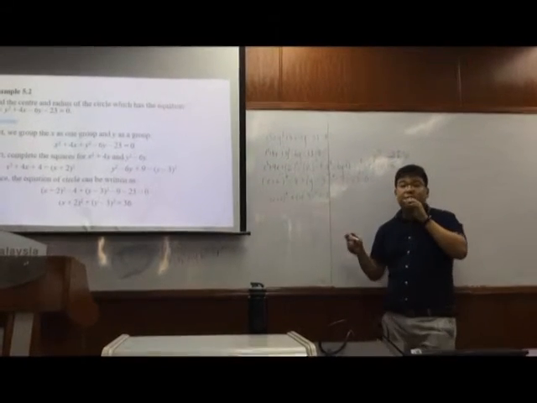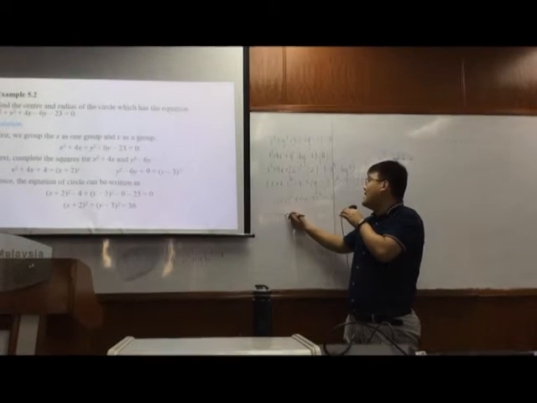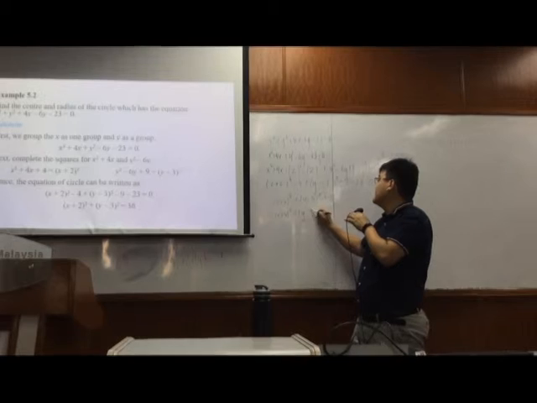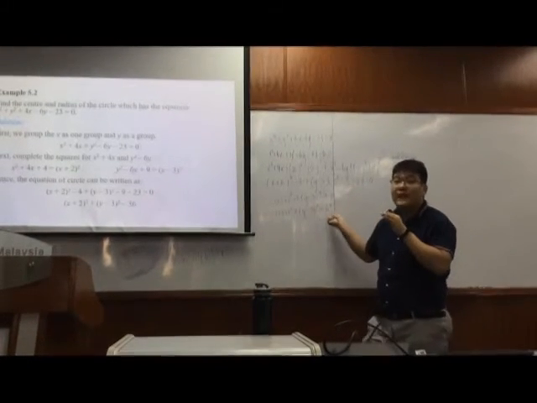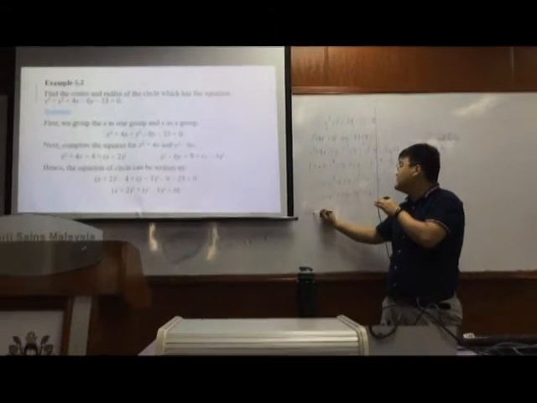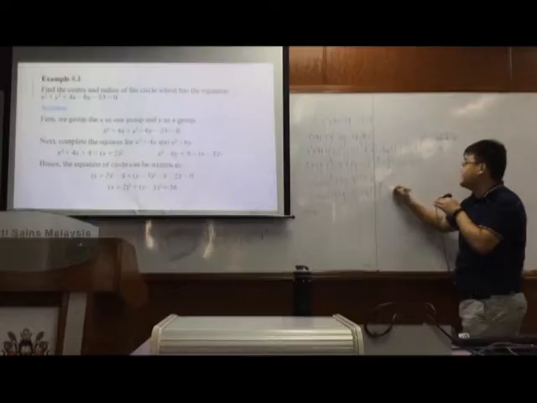So what squared equals 36? 6. So we have r squared equals 6 squared. From this equation, now we can determine the center. You see, you compare with the general equation.